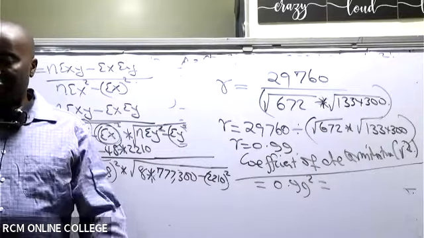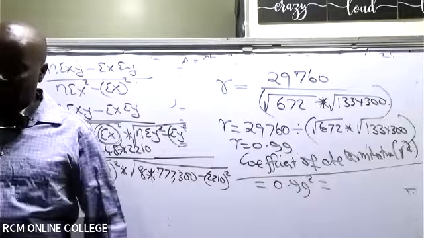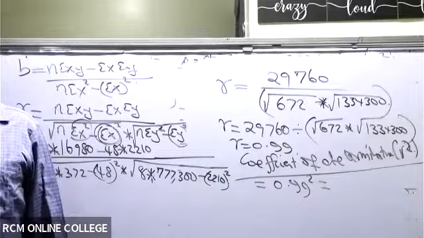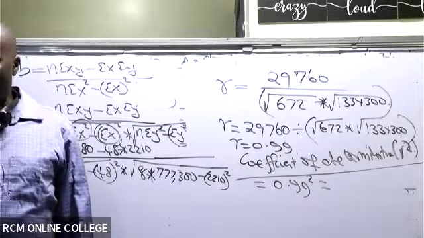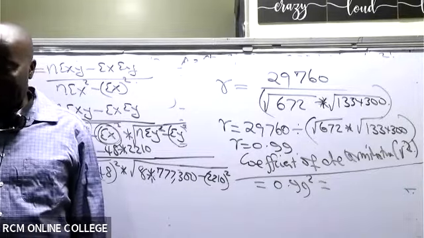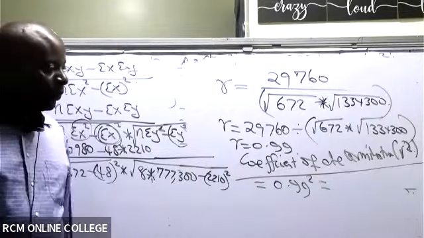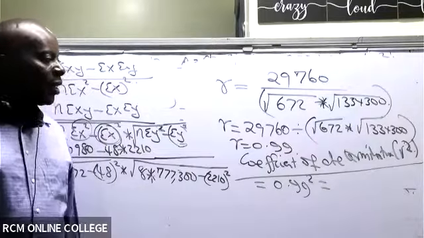I always prefer 4 decimal places, but even this one, because you're finishing, we're just good to go. So 0.99 squared will end up giving us 0.8 something, isn't it? Or 0.9 something. That is the coefficient of determination.